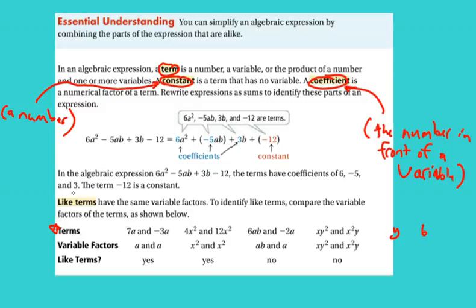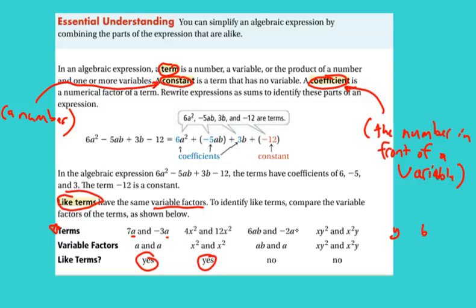Next one is what like terms are. Like terms we've done before. We definitely did in the last chapter, but remember, like terms have to have the same variables. So 7a and negative 3a both have a as a variable. So yes, they're like terms. 4x squared and 12x squared, yes, they're like terms. X squared is the variable term.